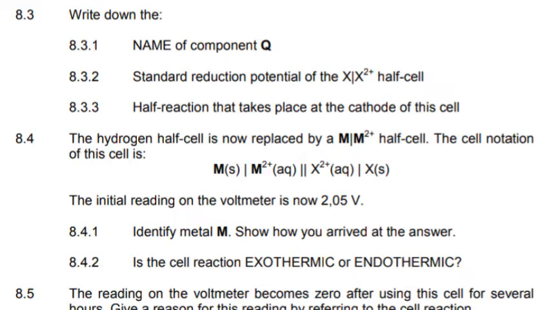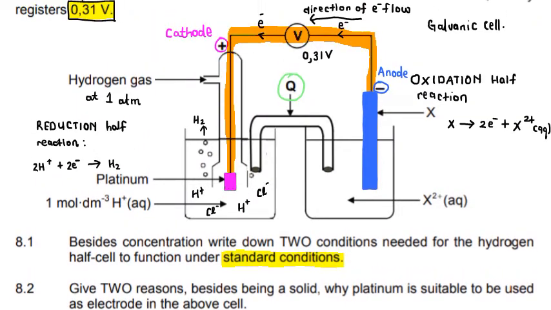Okay. Question 8.3.3 says write down the half reaction that takes place at the cathode of this cell. Well, we already wrote that down, right in the beginning of this video. The answer to that is 2 H plus ions gaining 2 electrons to form hydrogen gas. So this is basically 8.3.3.